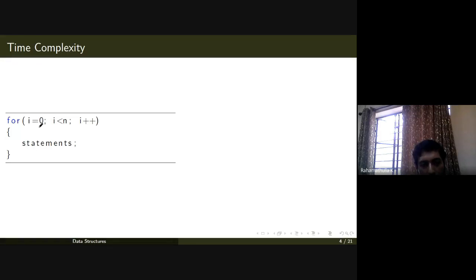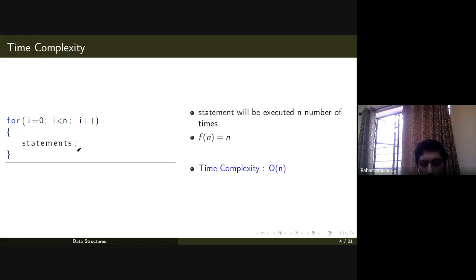From this, you know that the statement i equal to 0 will be executed once, and the statement i less than n will be executed n plus 1 times, and the increment statement will be executed n plus 1 times, and the set of statements inside the for loop will be executed n times. So we can write the function f of n: this set of statements will be n, this will be n plus 1, this will be n plus 1, and this will be 1.